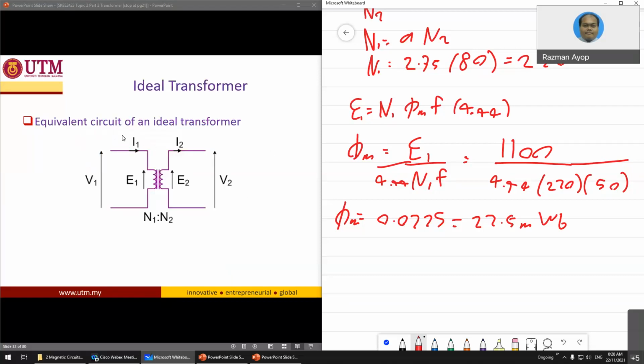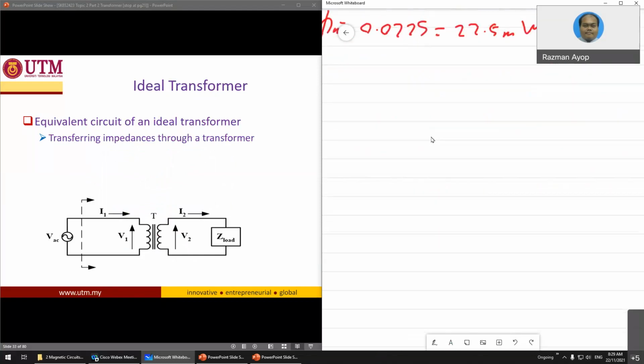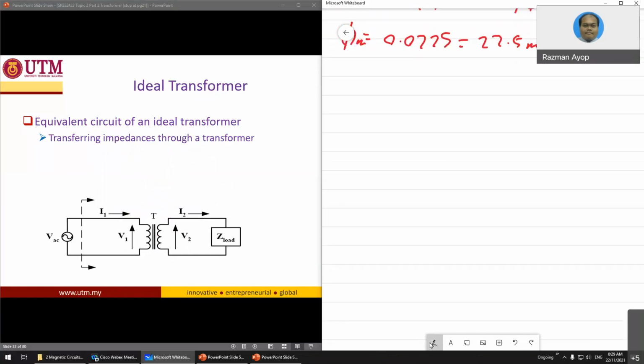So, okay, this one is also an ideal transformer. This one is repeated again. Okay, no need to worry for this. Transferring impedance. So we move on to the next part, which is impedance.